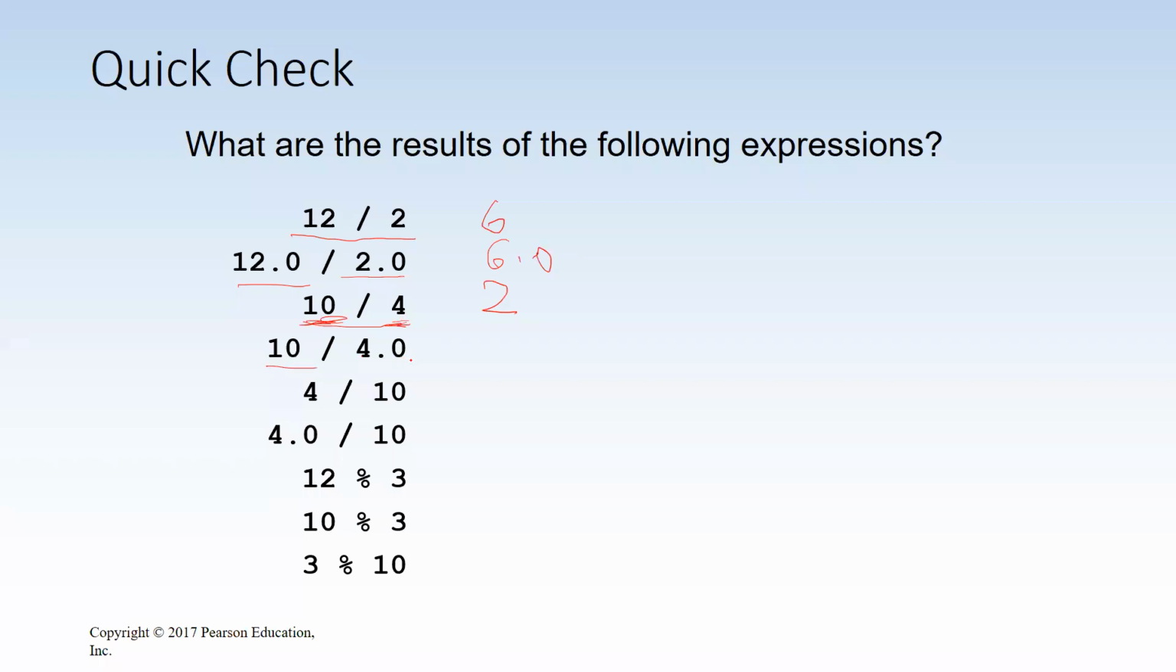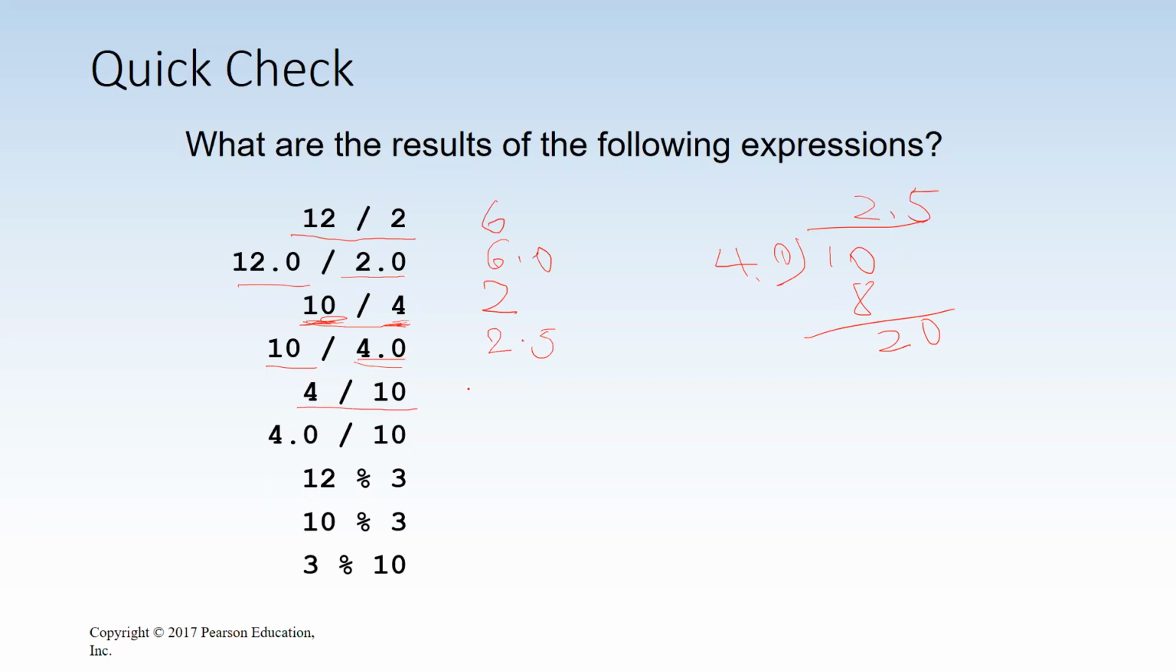10 divided by 4.0? 2.5. Because one is a double, so the result is 2.5. 10.0 divided by 4. And so this is 2, and then 2.5. When one is a double, the result is a double.